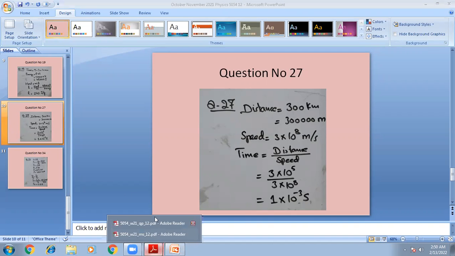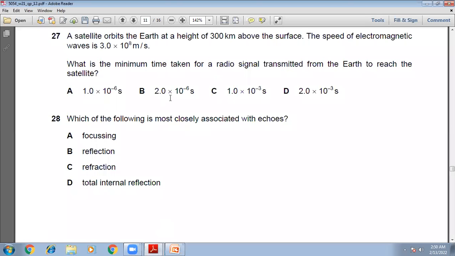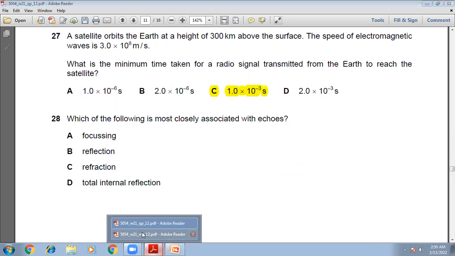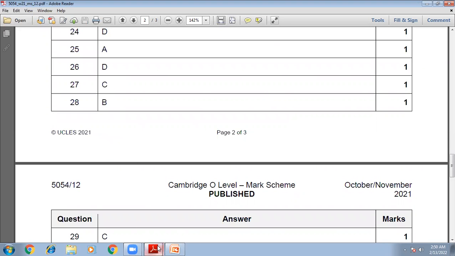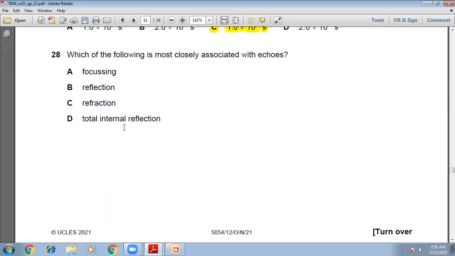So let me show you. 1 × 10^-3 seconds. I think C is the right choice. Question number 27, C is the right choice, sir.